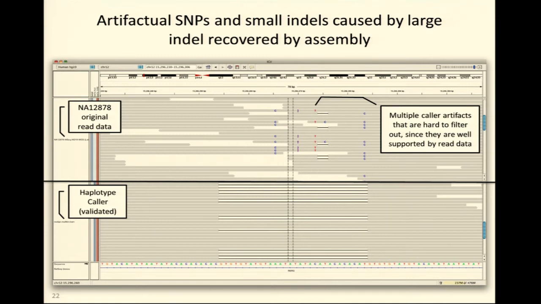But in general, we do a very good job in calling large events, both insertions and deletions, now with haplotype caller. With unified genotyper, it just wasn't possible, and this sort of filled the data with artifacts.